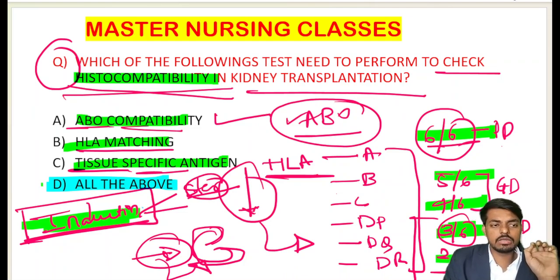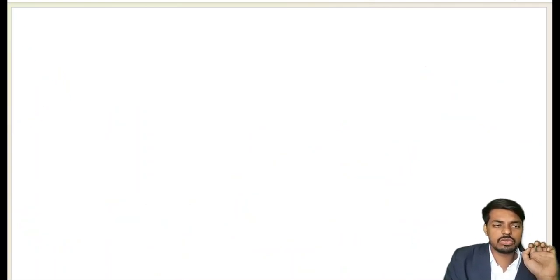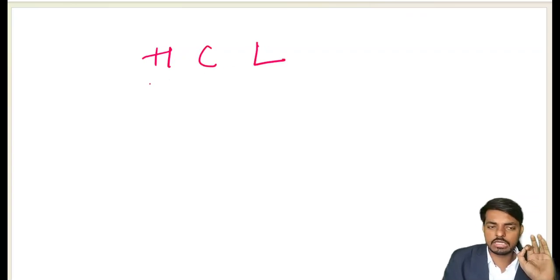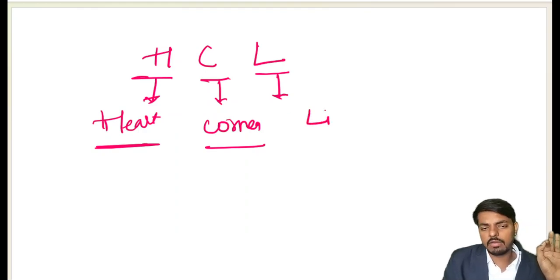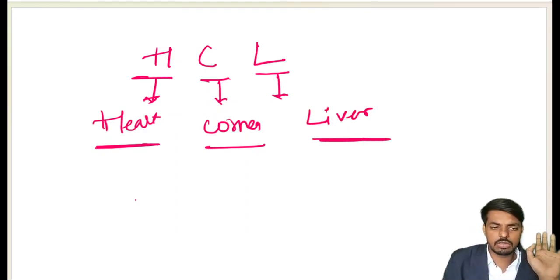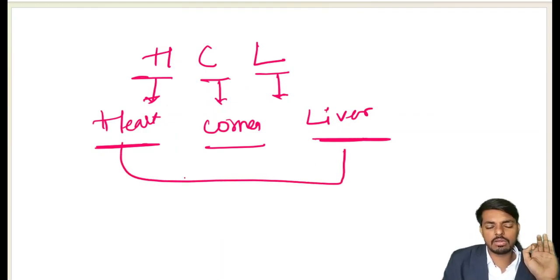Now the question arises: in which situations is there no need of doing HLA matching, that is, human leukocyte antigen matching? We have three situations, students. Keep in mind HCl: C stands for cornea, L for liver, and H for heart. For heart transplantation, no need of HLA matching; for cornea transplantation, no need of HLA matching; and for liver transplantation, no need of HLA matching. So keep in mind HCl, where there is no need of human leukocyte antigen matching.